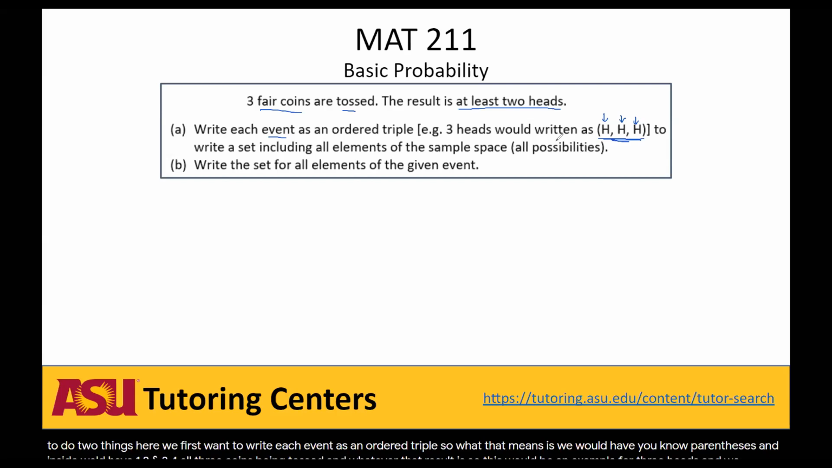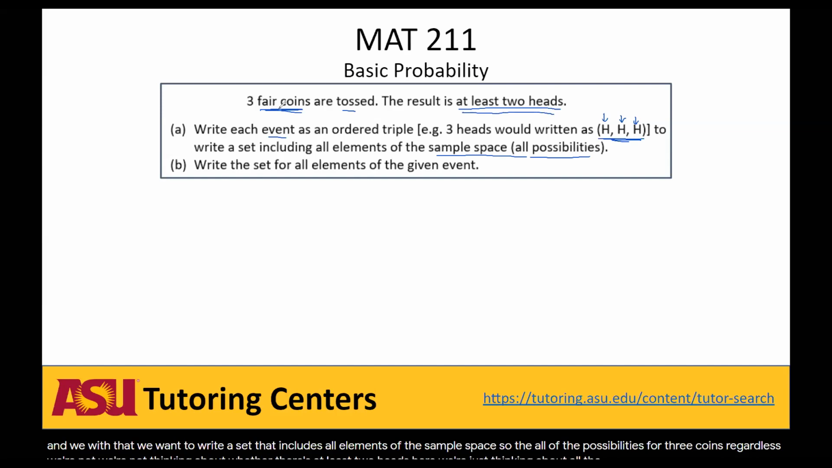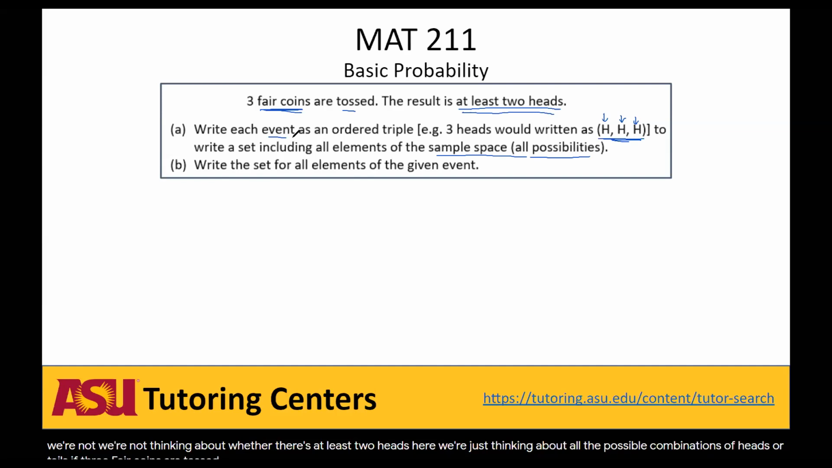And with that, we want to write a set that includes all elements of the sample space. So all of the possibilities for 3 coins. Regardless, we're not thinking about whether there's at least 2 heads here. We're just thinking about all the possible combinations of heads or tails if 3 fair coins are tossed. Then we also want to write the set for all the elements of the given event, where the given event is at least 2 heads. So let's start by doing our part A of our problem.